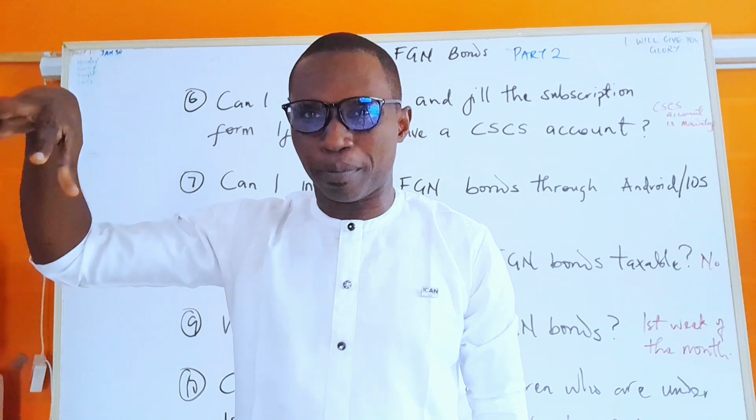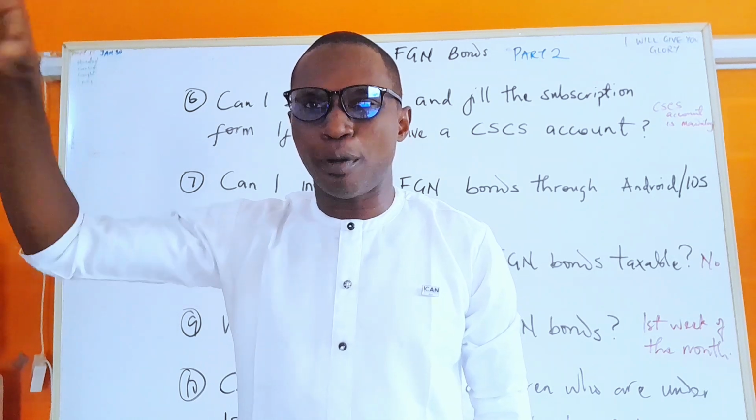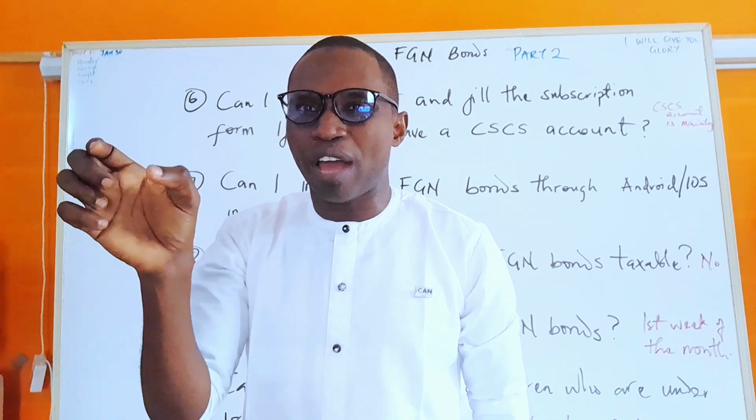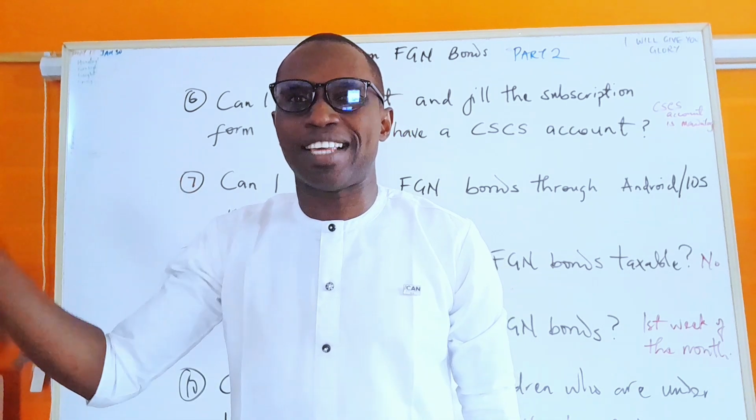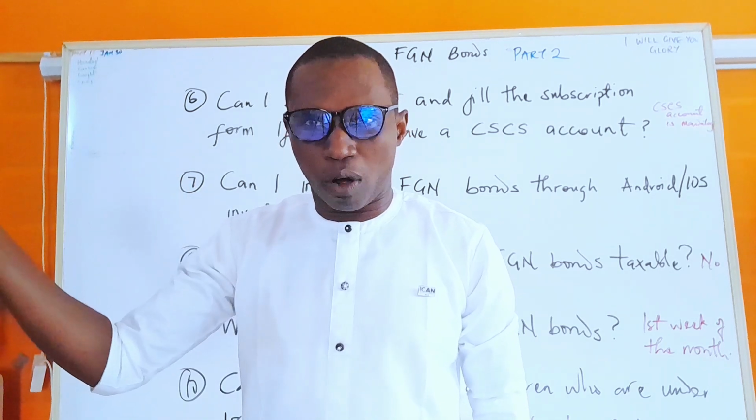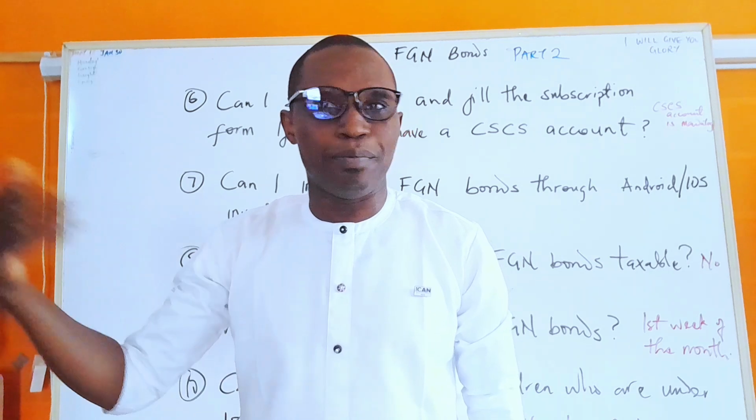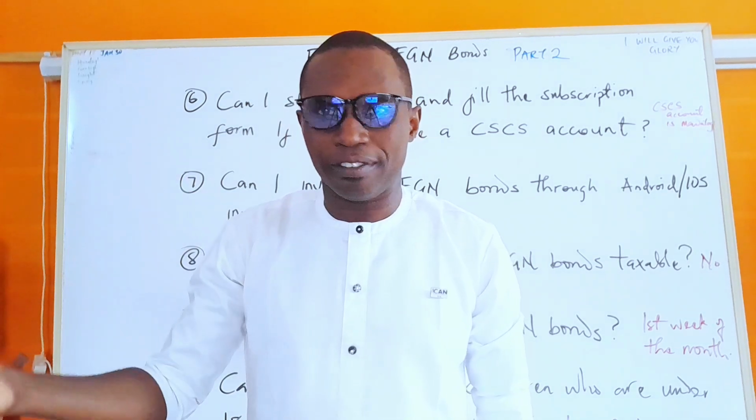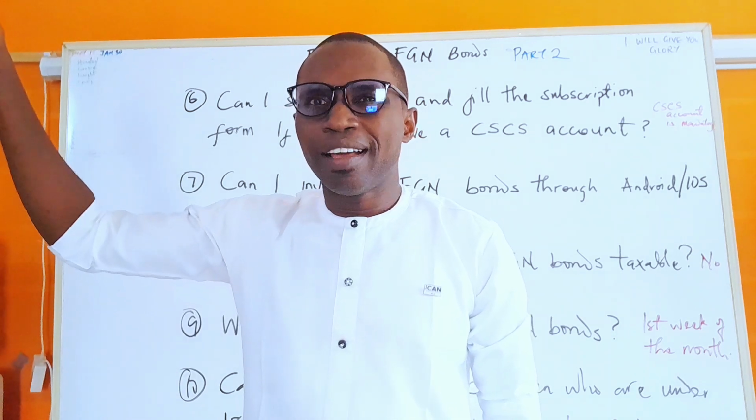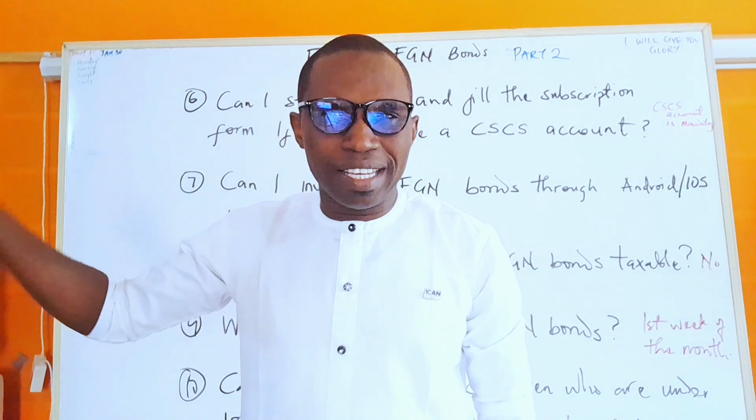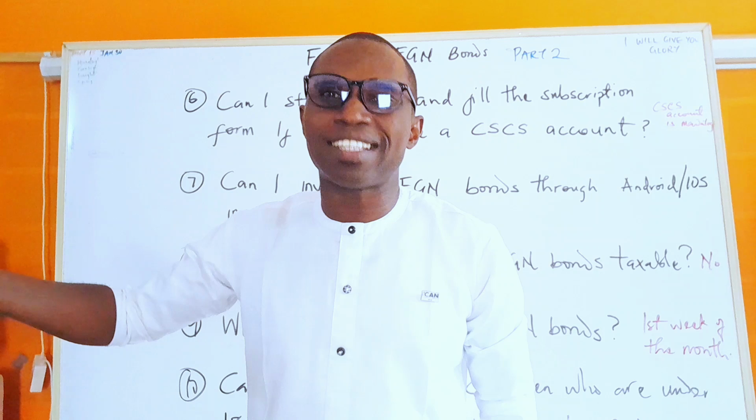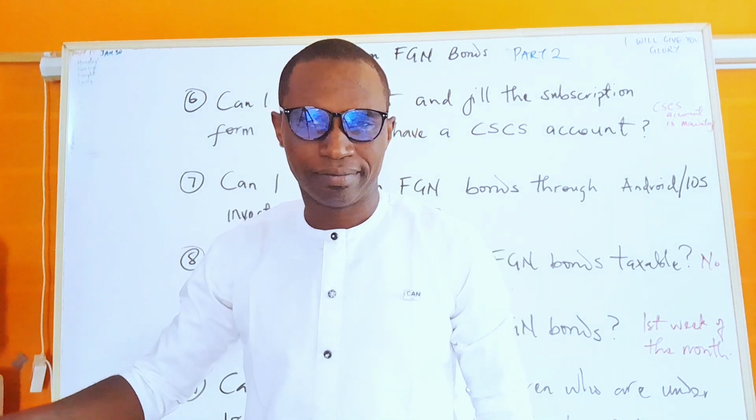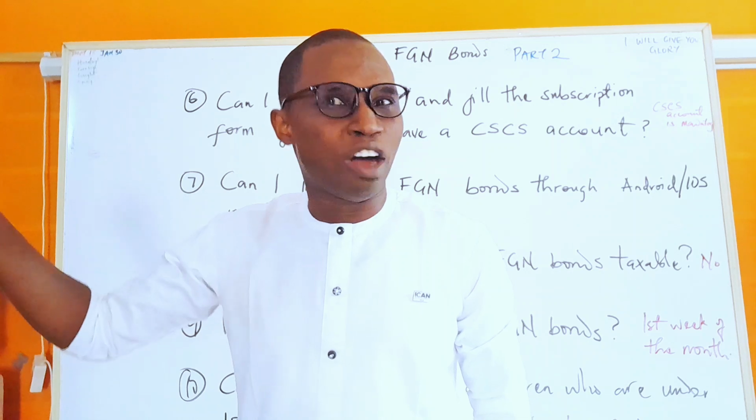In the subscription form you are going to fill, some information will be asked from you, and there is a place where they will ask about your CSCS number. Just fill no. In my own case, I use Stanbic IBTC. So the moment you fill no, which means you don't have one, not applicable, Stanbic IBTC will open a CSCS account for you based on the information you have provided.